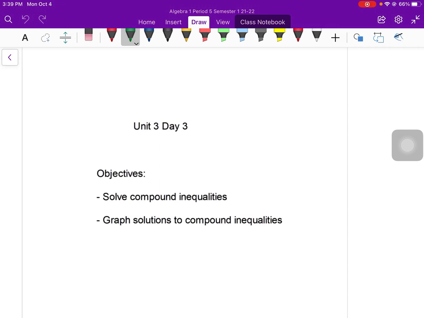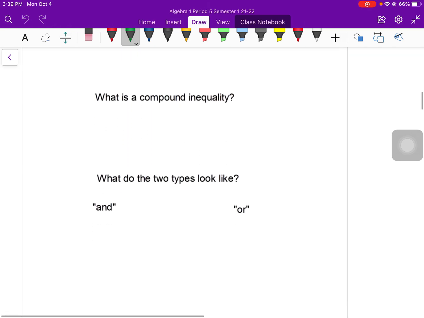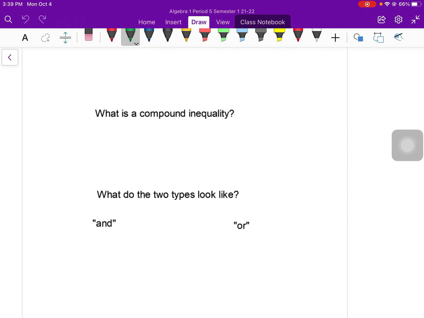Welcome to Unit 3, Day 3. Now we're going to get into solving compound inequalities and then graphing those as well. So first, what is a compound inequality?